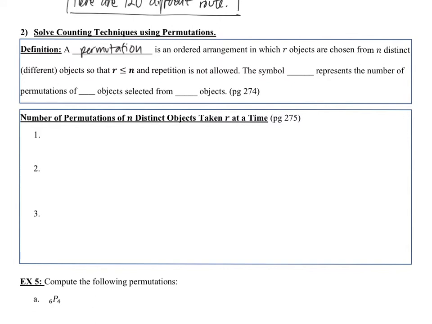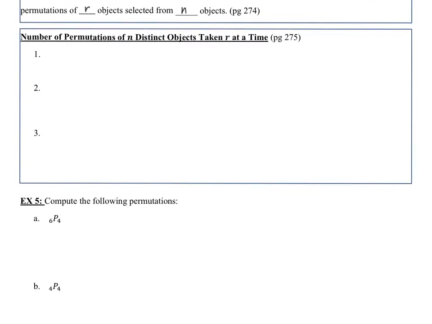So this is a key thing. Remember in the airport example, repetition was allowed. We were allowed to get H, H, and H. But we're looking at examples where repetition is no longer allowed. And the symbol nPr represents the number of permutations of r objects selected from n objects. A way to read this is n pick r. So, the number of permutations of distinct objects taken r at a time.